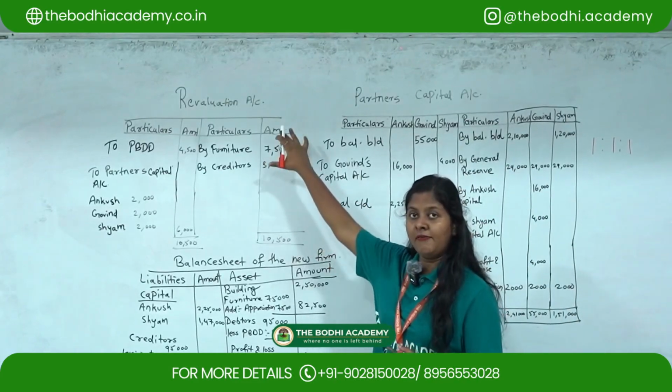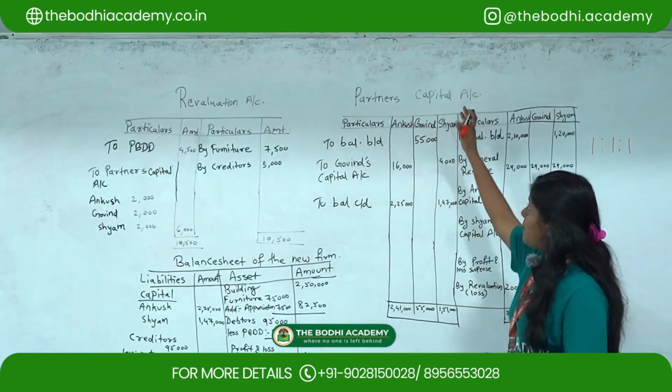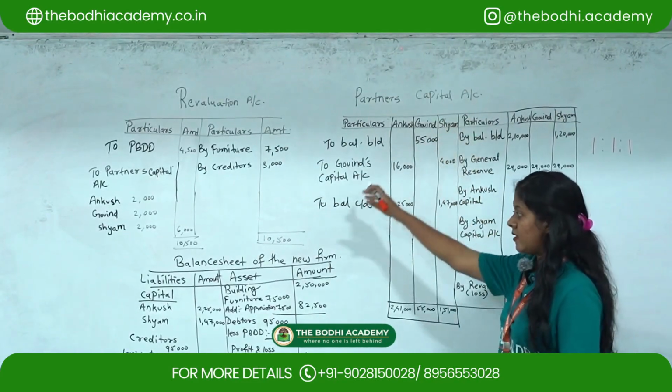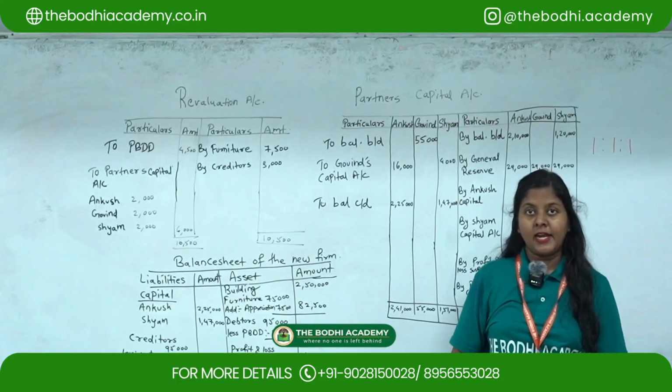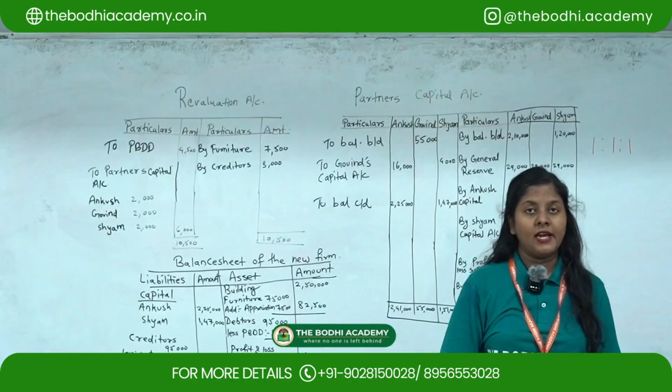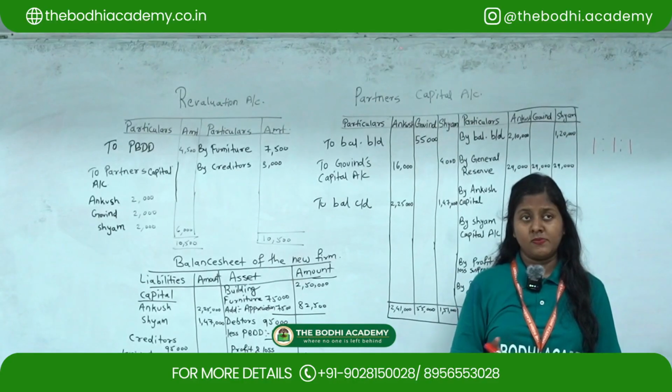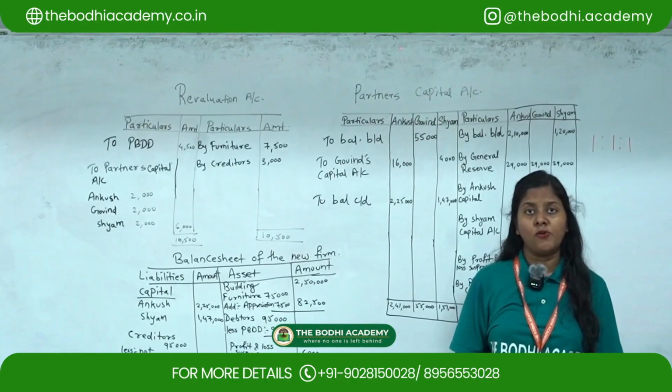First, you have to prepare the revaluation account. Second, you have to prepare the partners' capital accounts. And third one is the balance sheet of the new firm. Now, since this is retirement and death, one partner is retiring or one partner dies, or becomes insolvent and all.